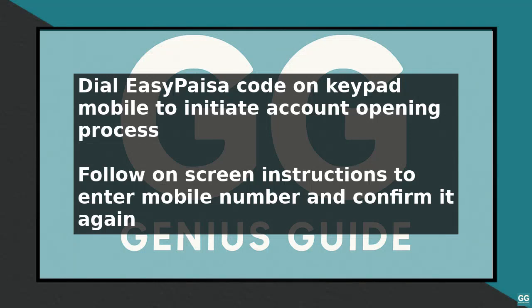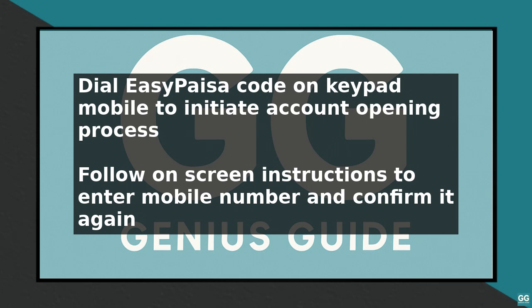To open an EasyPaisa account on a Keypad mobile, start by dialing the EasyPaisa code on your mobile phone. This code is usually provided by the service provider and can be found on their official website or by contacting their customer support. Once you have dialed the code, follow the on-screen instructions to initiate the account opening process.